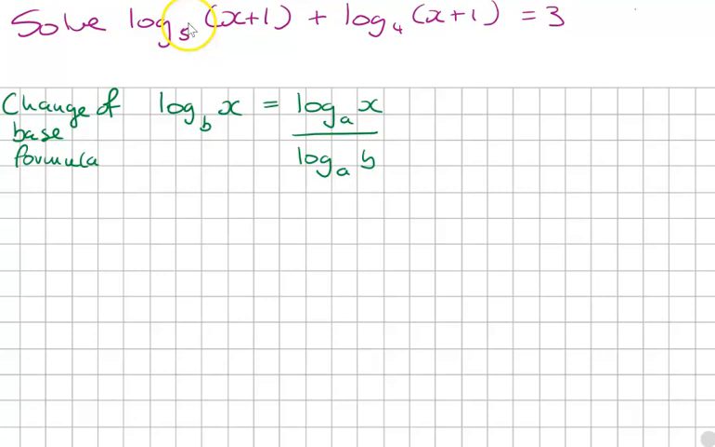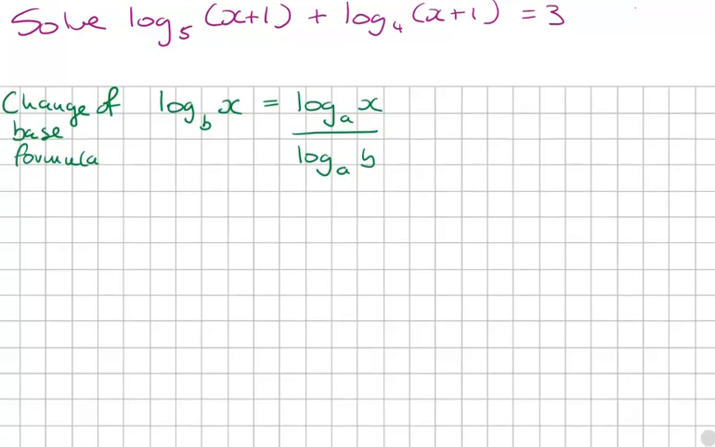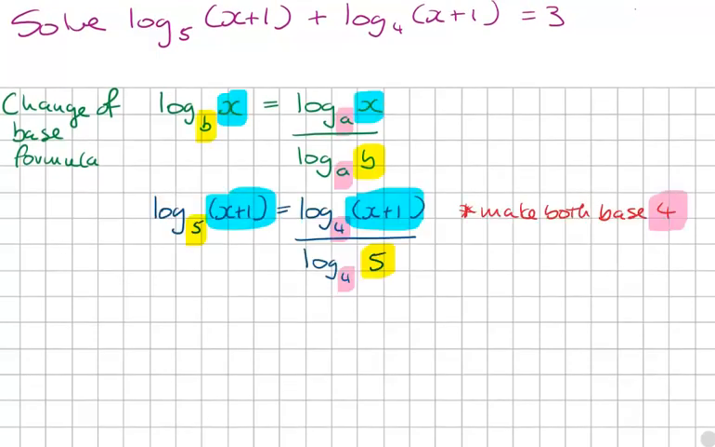So again, you can pick both of them to be 5, both of them to be 4, or you could pick a different number altogether, but it would be much quicker to go with one that's already there. So I've decided to make them both base 4. I'm not going to do anything to log base 4 of (x plus 1) on the right hand side, but I'm going to rewrite log base 5 of (x plus 1) to be log base 4 of (x plus 1) divided by log base 4 of 5. So I made them both a base of 4.